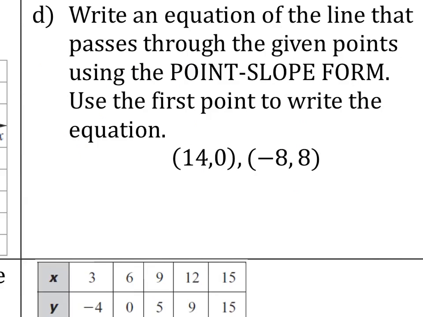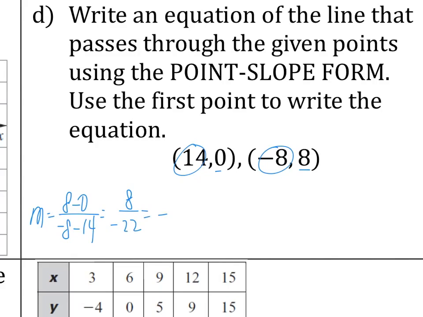Part D. Write an equation of the line that passes through the given points using the point-slope form. Use the first point to write the equation. Before we write the equation, we need to first find the slope. So the slope will be given by the change in y, 8 minus 0, over the change in x, negative 8 minus 14. So this will be 8 over negative 22. And your slope, after you simplify this, will be negative 4 over 11.